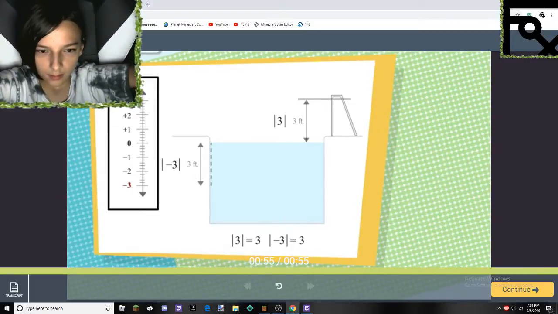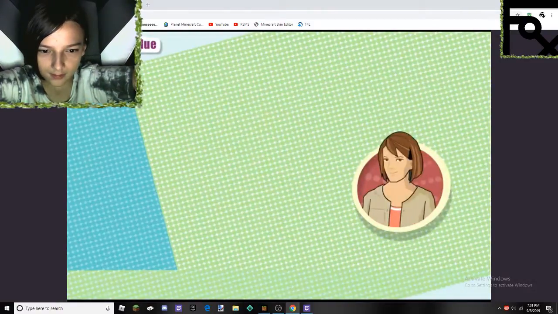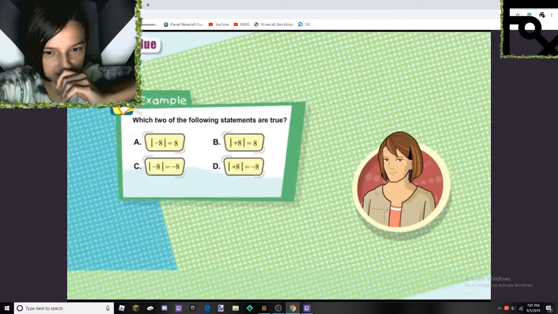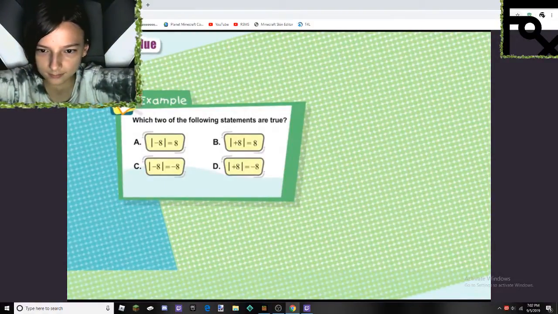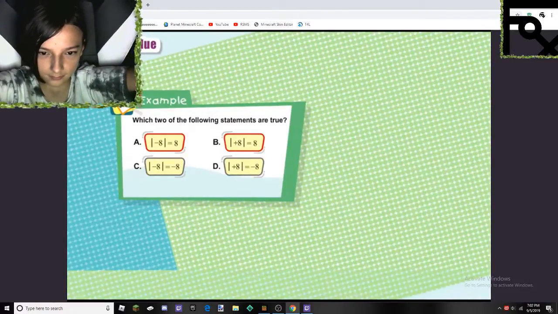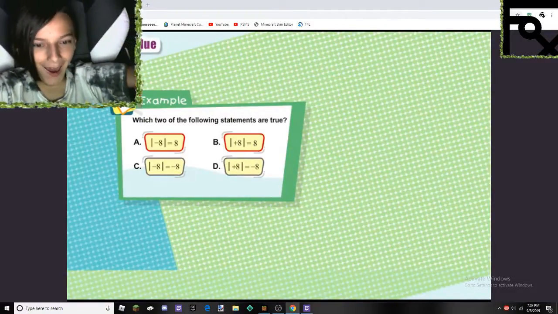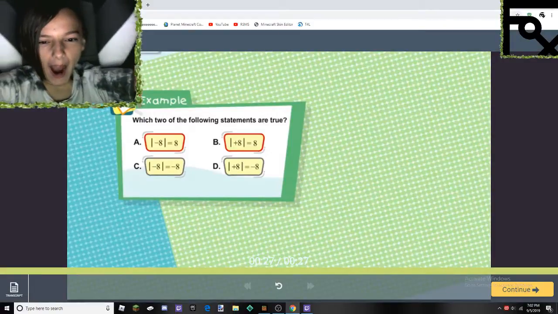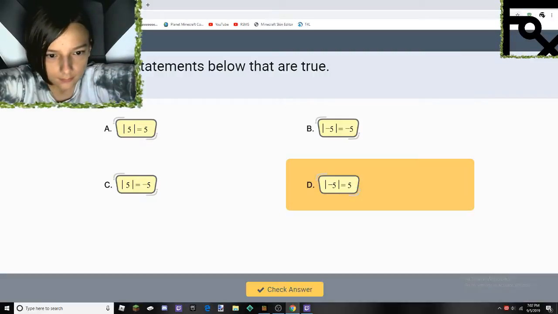Here's an example. Which two of the following statements are true? Think about the answer. The statements that are true are A and B. This is because the absolute value of a number is never negative. The absolute value of a real number is its distance from 0 on a number line, regardless of its sign. Click the two statements below that are true. Go ahead.